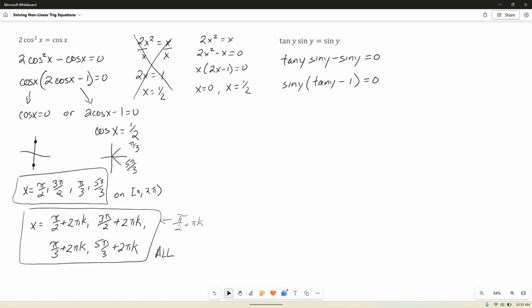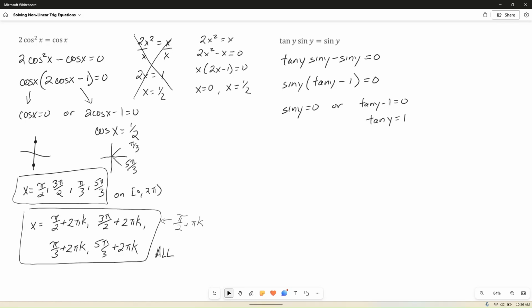And then we can go ahead and take each of those factors and set them equal to 0. So we'll have the sine of y is equal to 0, or the tangent of y minus 1 is equal to 0. And that equation, we could solve for tangent of y is equal to 1. So again, we've taken a nonlinear equation of trig functions, and we've factored them and rewritten them as two separate linear equations.